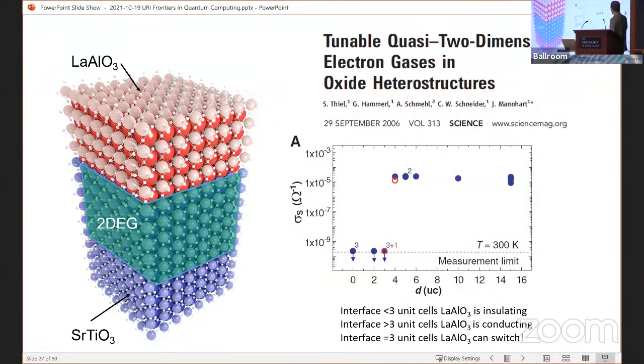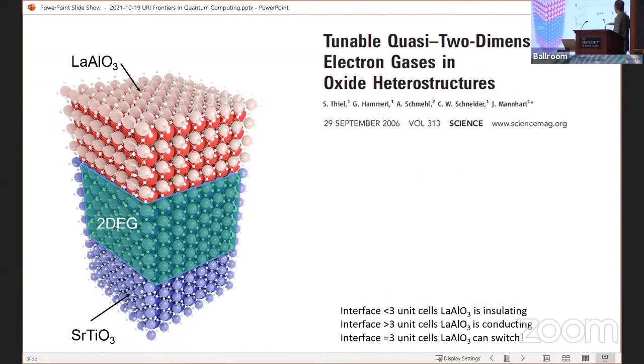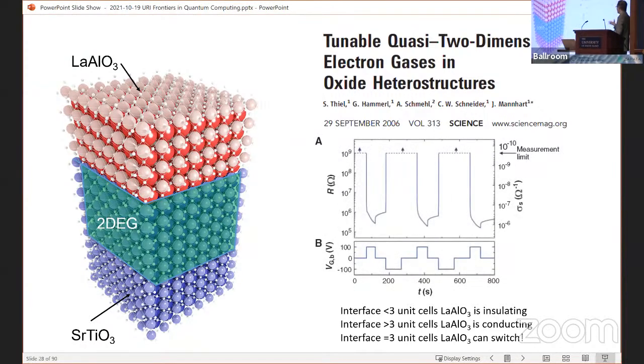So it turns out that if you have 4 unit cells or more, then the interface was always conducting. If you had less than 3 unit cells, it was always insulating. And at 3 unit cells, you could actually switch it back and forth between insulating and conducting states. So it was like a switch. You apply a voltage in the back of this crystal, and you apply 100 volts, and it would switch to a conductive state. You turn off the voltage, it stays in that state until you apply a negative 100 volts.